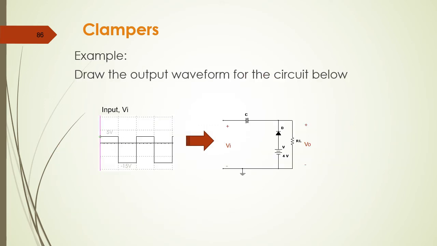Next, draw the output waveform for the circuit below. In this circuit, the maximum value is 5 volt, the minimum value is minus 15 volt. The range here is 5 minus negative 15 equals 20 volts. This is the voltage range, 20 volt is the range. Now the diode is pointing upwards. Again, it is active or on state in negative cycle, and it will be in off state in positive cycle.